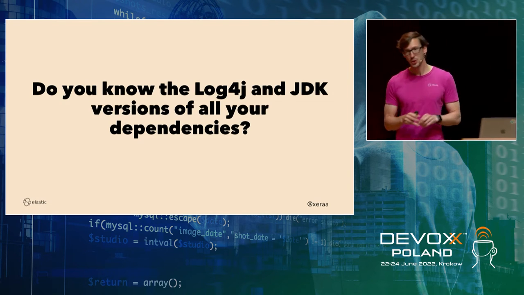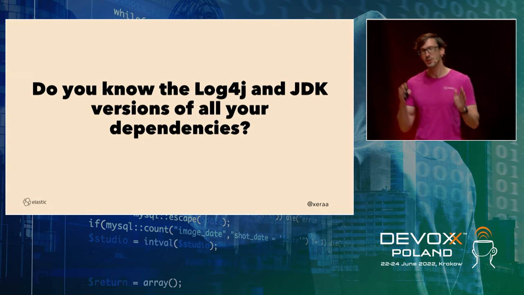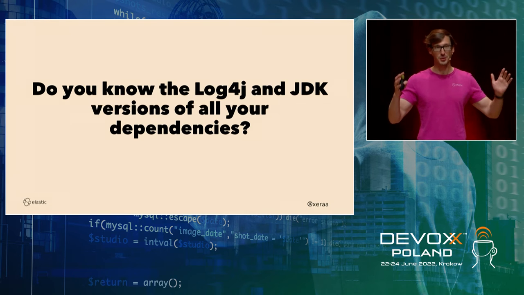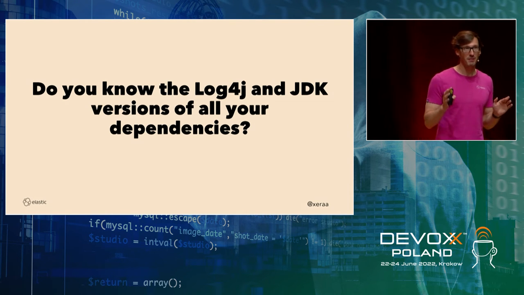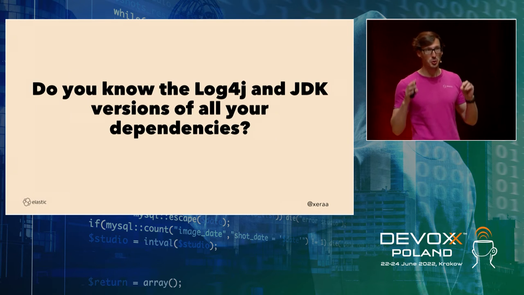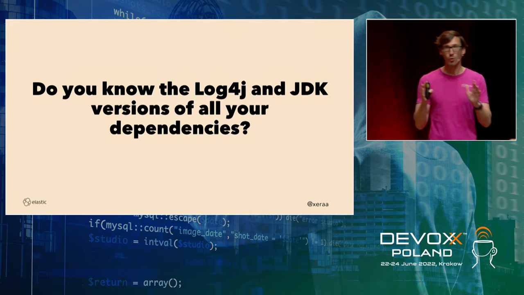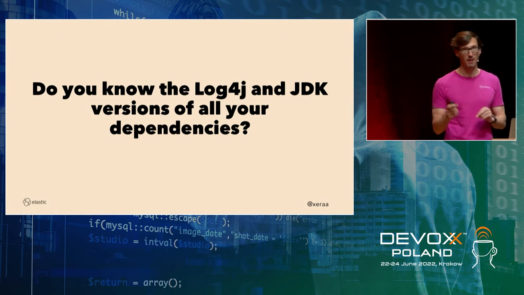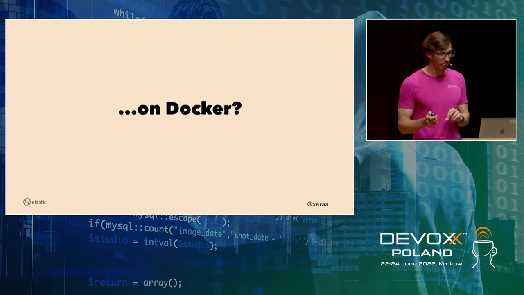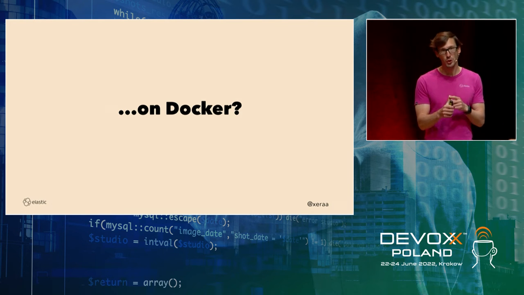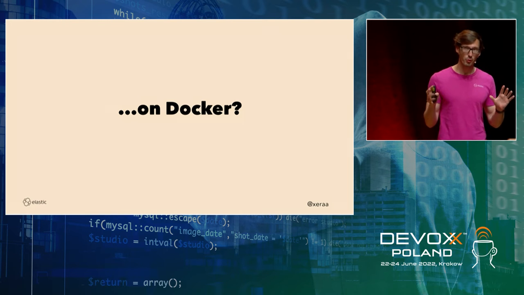And now the question is, do you know the Log4j version and JDK of all your dependencies, especially if it's a data store like Elasticsearch? Which probably gives you quite a large attack vector in your organization because there are so many JDK applications running, and very few people really know all the Log4j versions that they have in production. And the same then applies on Docker, because they probably ship their own JDK version that you don't even know of. So it's very hard to have the overview of what is happening where.